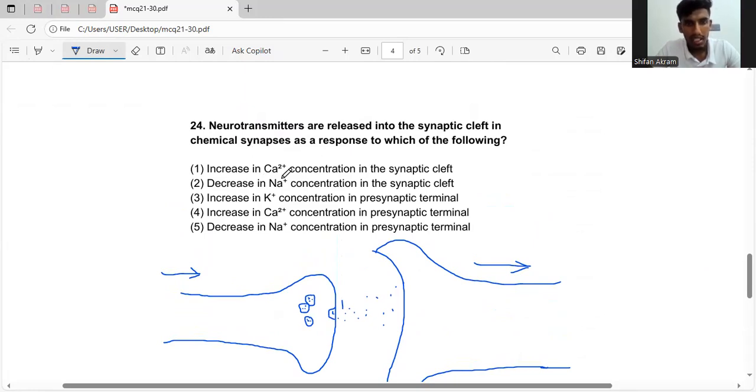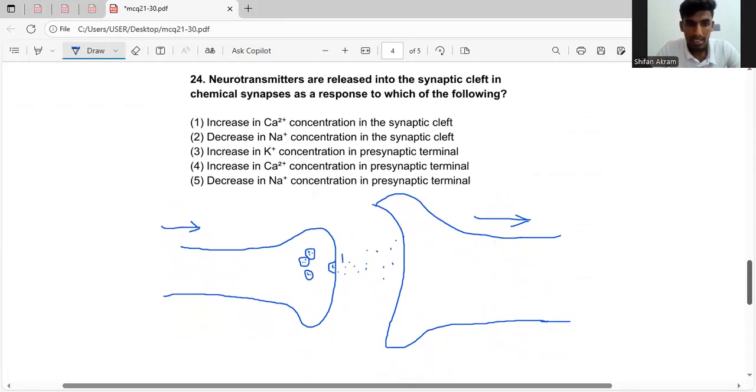Increase in Ca2 plus concentration in the synaptic cleft. As I told you earlier, Ca2 plus is in the presynaptic terminal and not in the synaptic cleft, which is the gap. So we can eliminate this. Decrease in Na plus concentration in the synaptic cleft. There is no sodium in the synaptic cleft. Again, we can eliminate that answer.